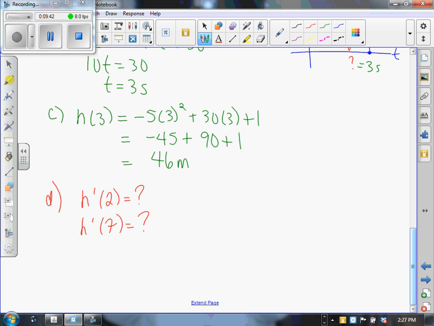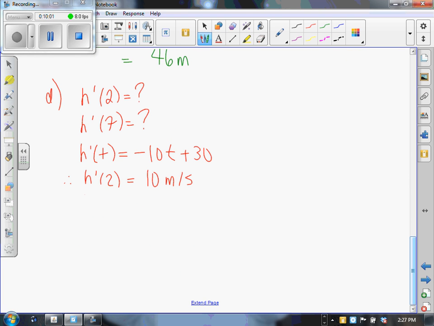Recall that the derivative function h prime at t was calculated as minus 10t plus 30. So h prime at 2 would be minus 20 plus 30, which is 10 meters per second. And then h prime at 7 would be minus 10 times 7, which is minus 70 plus 30, or minus 40 meters per second. So we can see that at 7 seconds, the rocket is definitely in a falling state, has changed direction from a positive velocity to a negative one.